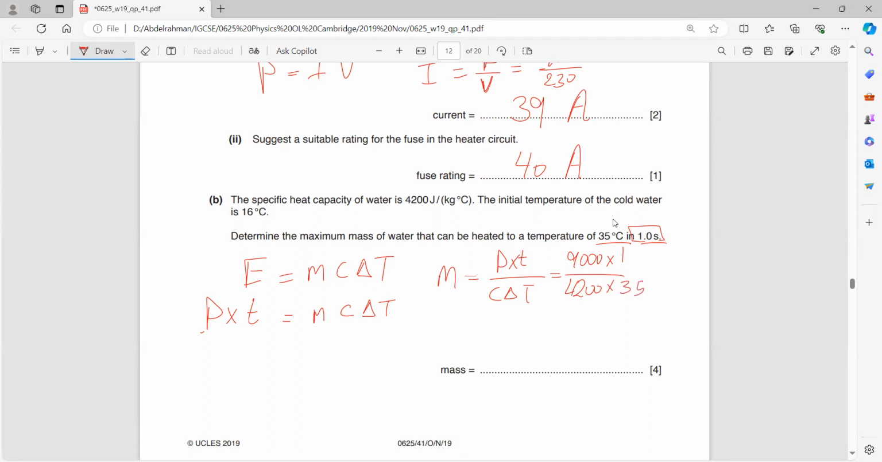But please, please, please, when you write the delta T here, put it between brackets so the number doesn't come out wrong. Okay, 35 minus 16. Bear in mind that when we write the delta T, the change in temperature, it is 35 minus the 16. So this would give me the mass.